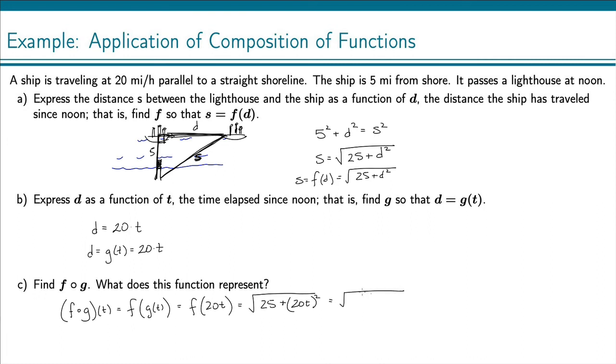And we can go ahead and square that. We get 400 times t squared. So there's our composition f composed with g. We want to know what this function represents. Just looking at this function, we know the input is time, and the output is f. The output of f is of course s, which is the distance from the lighthouse to the ship. And so this composition tells us the distance between the lighthouse and ship as a function of time.